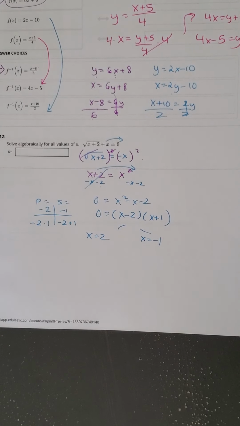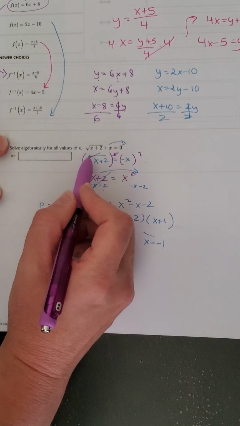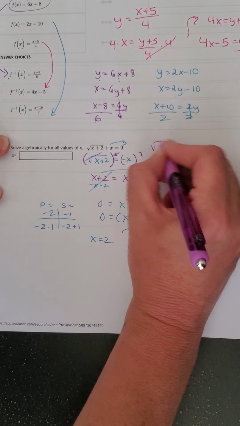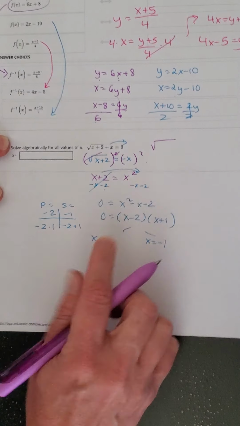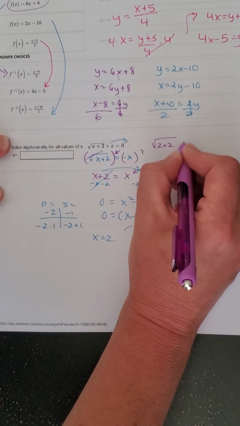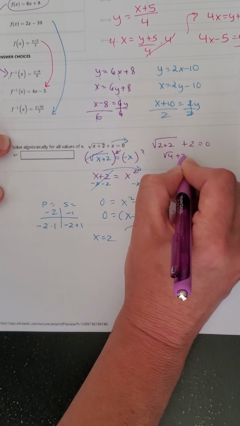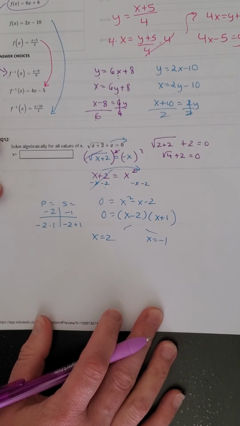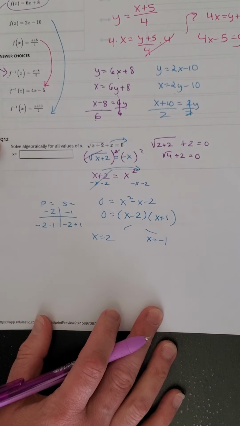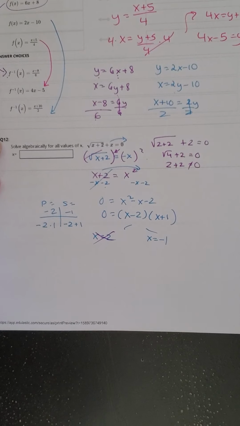Now, we're going to check them both because it could be that we have an extraneous solution. So we're going to substitute both values back into the original problem. I'll do 2 first. So the square root of 2 plus 2, and then plus x, which is 2, equals 0. So square root of 4 plus 2 equals 0. And when I add 2 plus 2, last time I checked, I do not get 0. And so this is an extraneous solution.